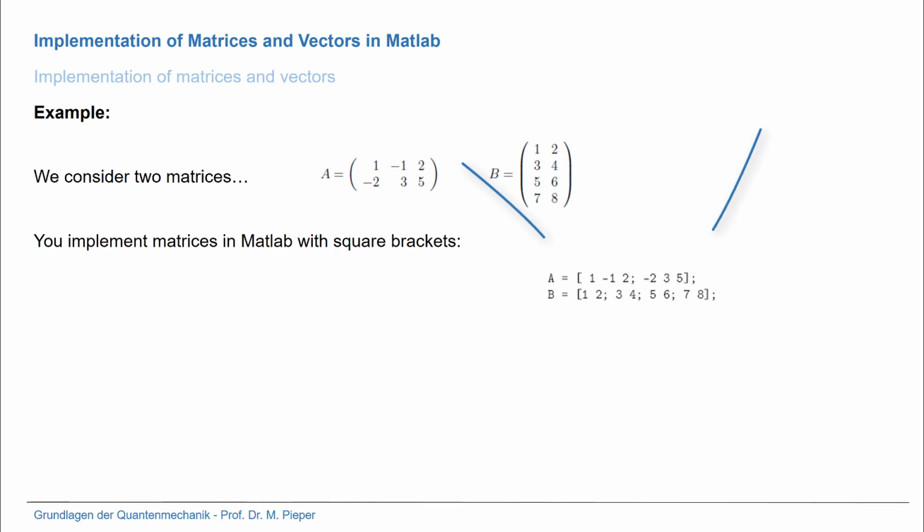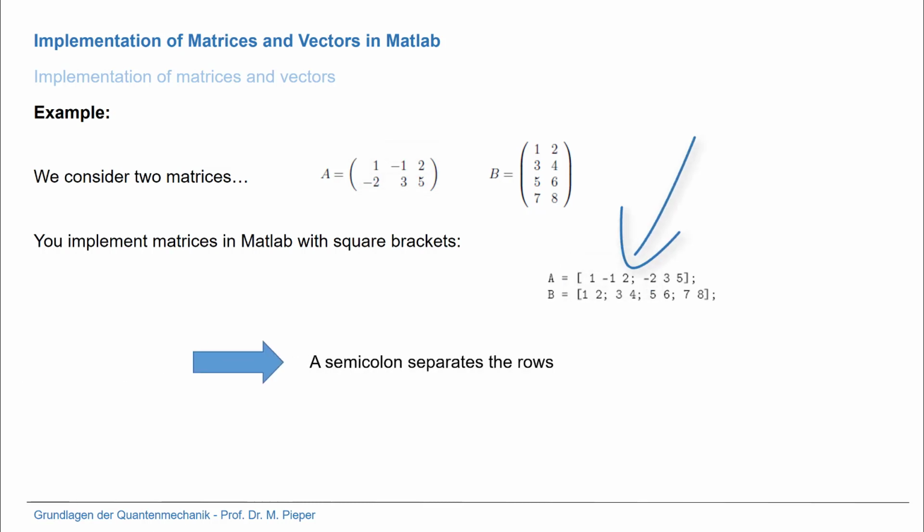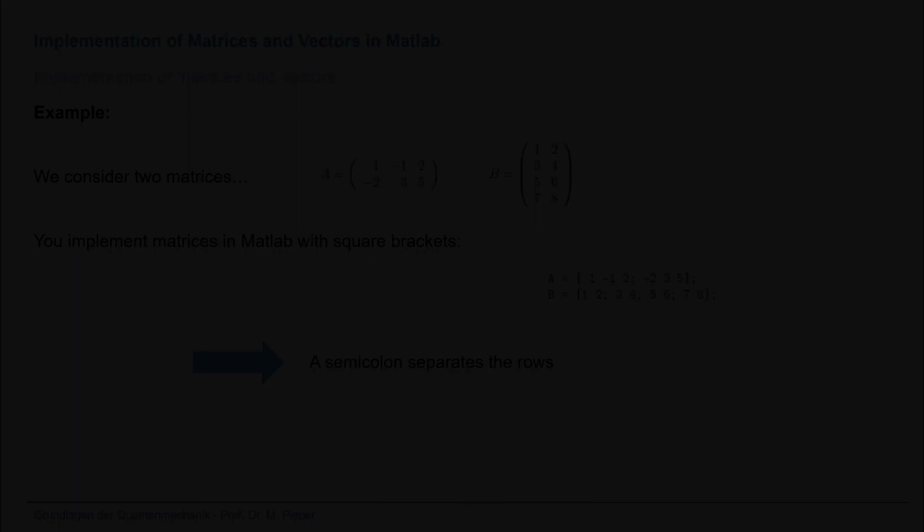In Matlab, you use square brackets, and inside of these square brackets, you put the entries row-wise. That is, we start with the first row of A, it's 1, minus 1, 2. And then the semicolon separates the rows. That is, after the semicolon, we have the second row, it's minus 2, 3, and 5. And similar for B, we start with the first row, 1 and 2. Then the semicolon separates the second row, it's 3, 4, and so on.